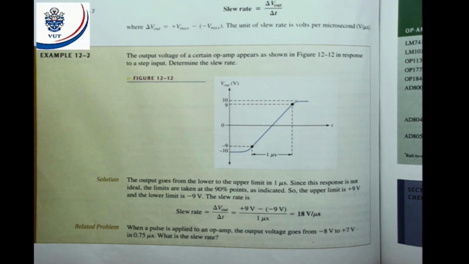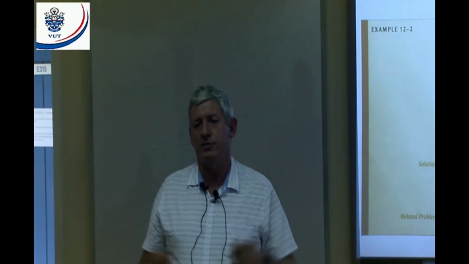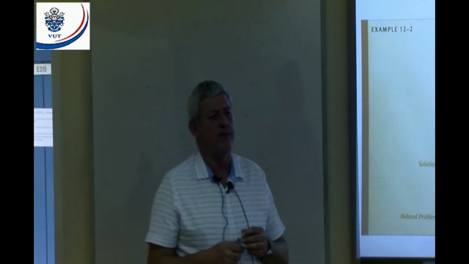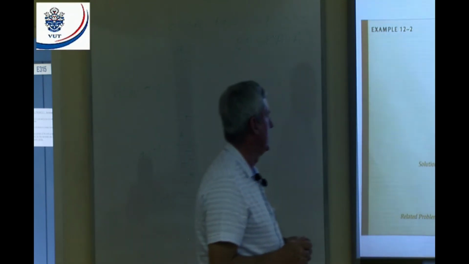But that will normally be supplied by the manufacturer. If you want the slew rate of a device, you can go to the data sheet, or today you go to the internet, and then you can find all that information about that device. All right. Any questions?